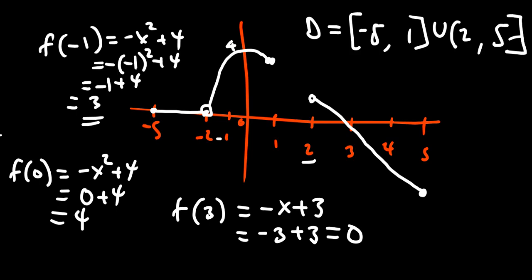So that's our domain, and our range is going to be equal to, in terms of y, our highest value is just 4. Then the lowest that we are getting in terms of y is going to be negative 2. So that is our range. So this is how we work around piecewise functions.